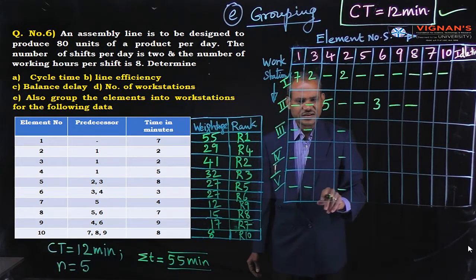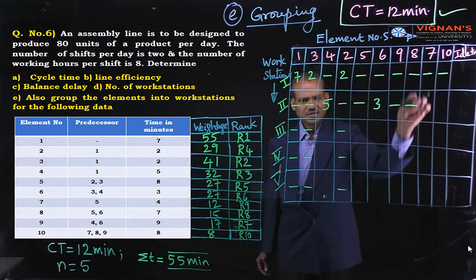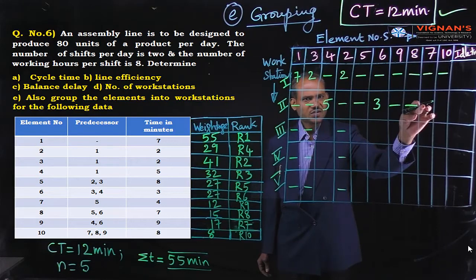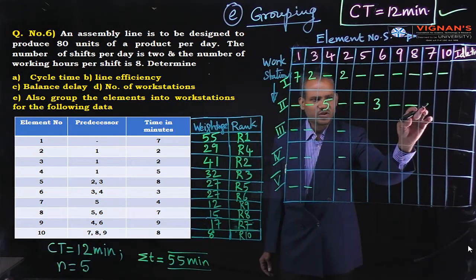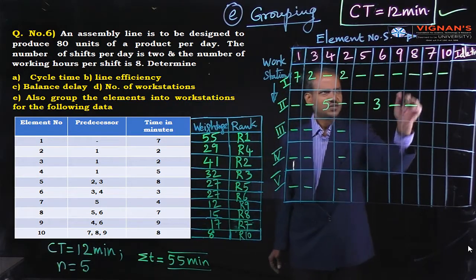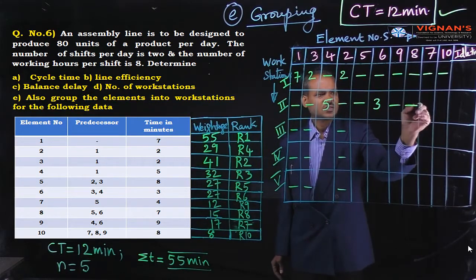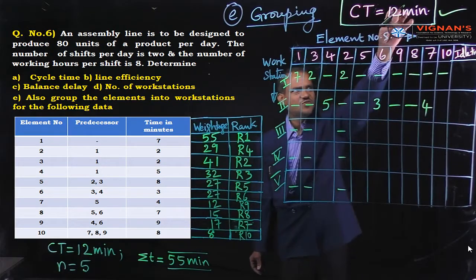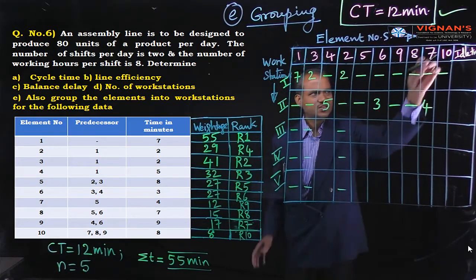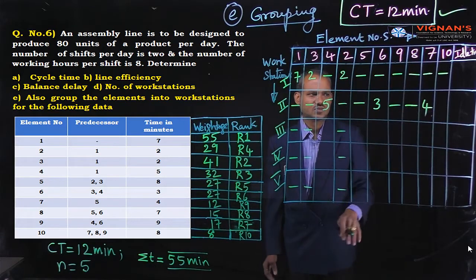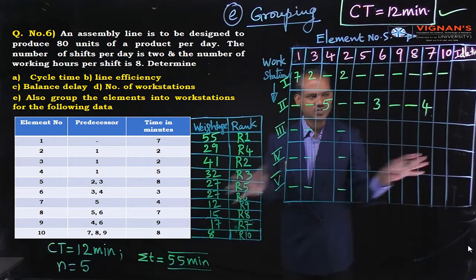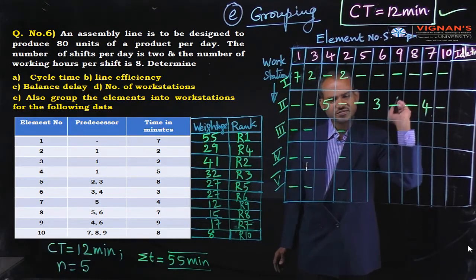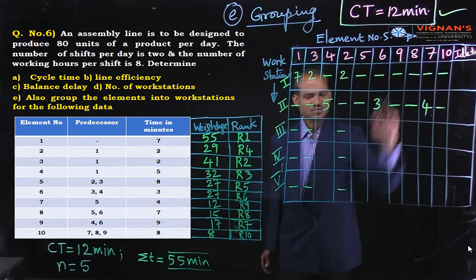Next, consider next element, that is 7. Its timing is 4. 8 plus 4, 12. Okay. It is possible. Therefore, write 4. 5 plus 3, 8. 8 plus 4, 12. 12 is equal to 12. We can assign this element into the workstation number 2. If it exceeds CT, don't assign. Okay, that's all. 12 is fully completed. It is not possible.